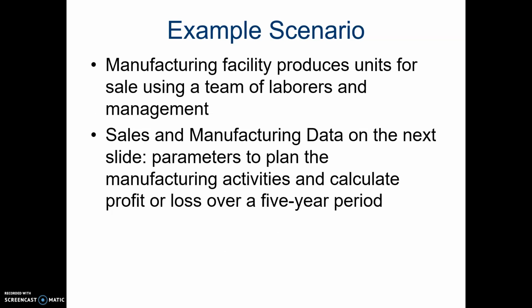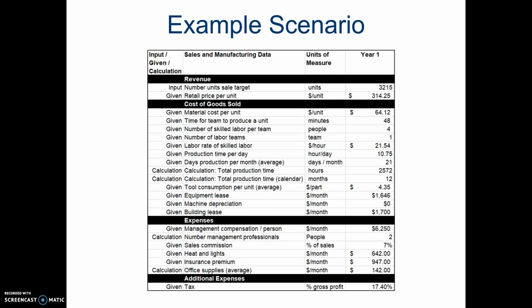So here's an example. A manufacturing facility produces units for sale using a team of laborers and management. Sales and manufacturing data on the next slide are parameters to plan the manufacturing activities and calculate profit or loss over a 5-year period. So there's always somebody behind the scenes working with the numbers and making sure that what you're doing is the most cost effective.